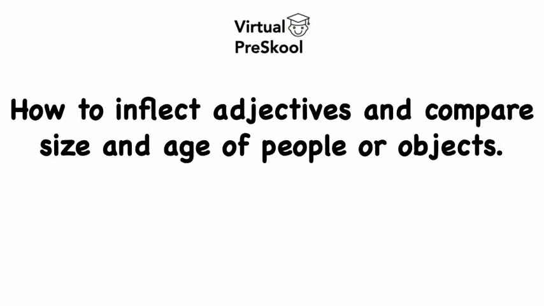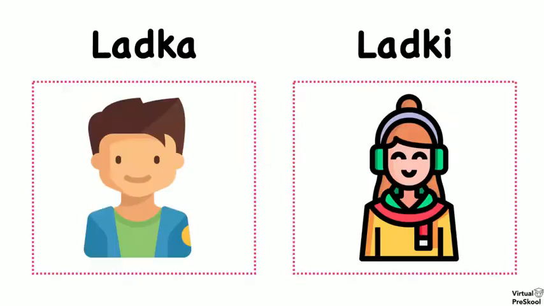Namaste. In this recording, we are going to talk about inflecting adjectives and comparing size and age of people or objects. First, let's talk about inflection. Inflection is when the ending of words change.